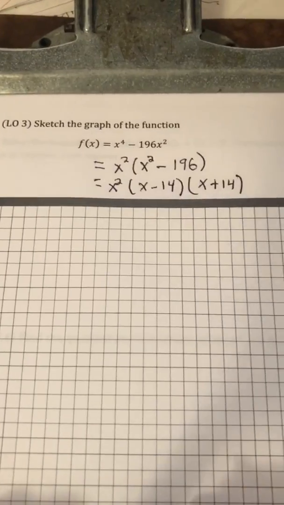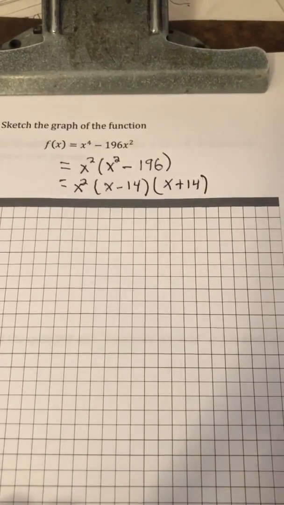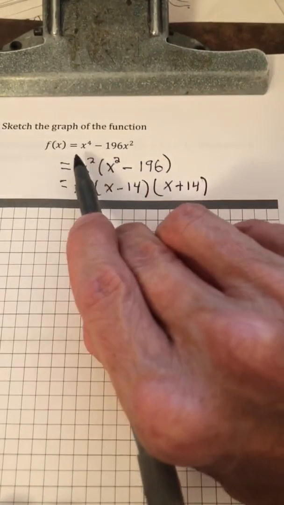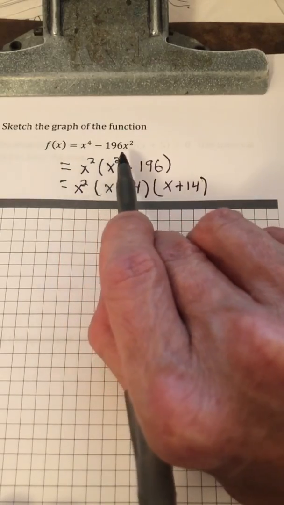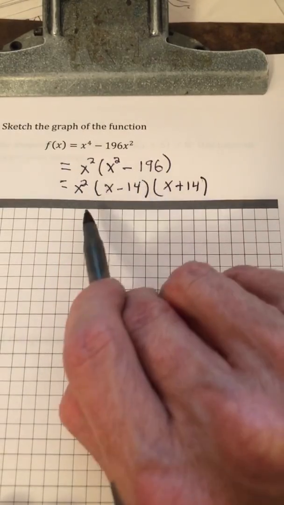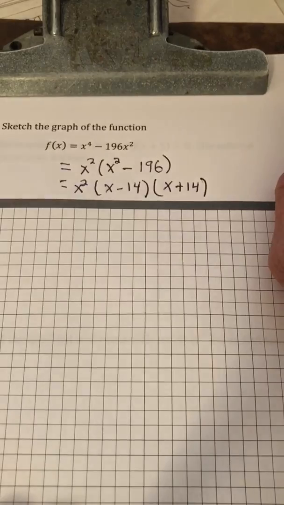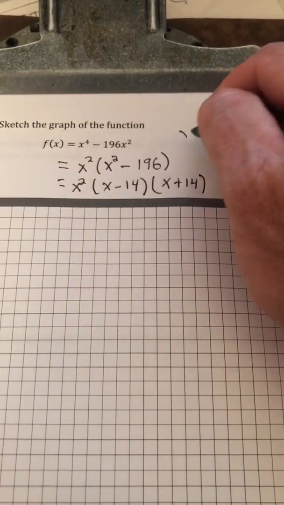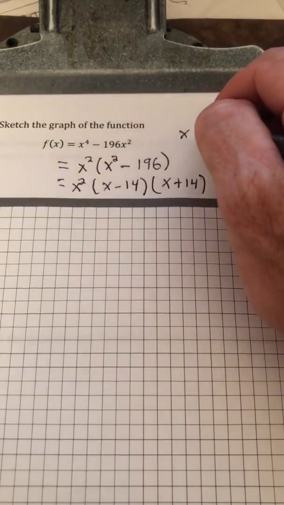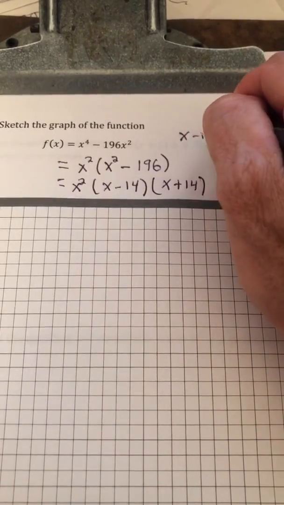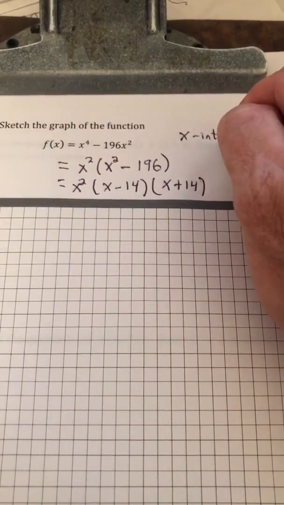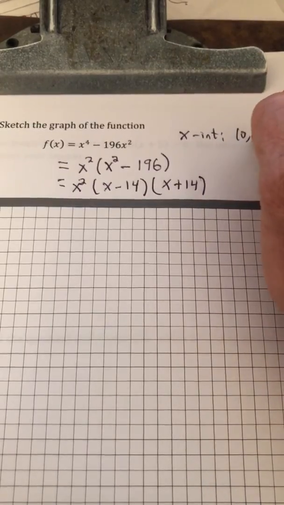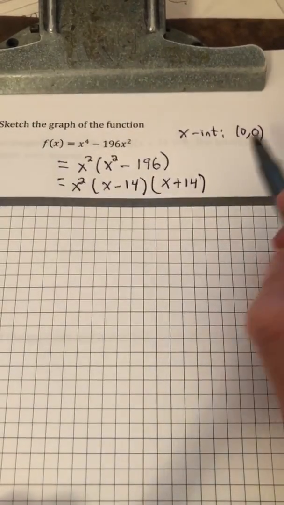So notice that the graph is going to pass through the origin. One of our x-intercepts is 0, so that's also a y-intercept. So one x-intercept is the ordered pair 0, 0.